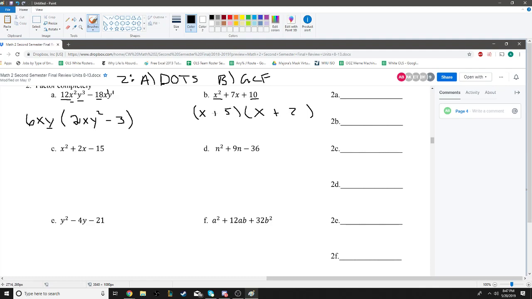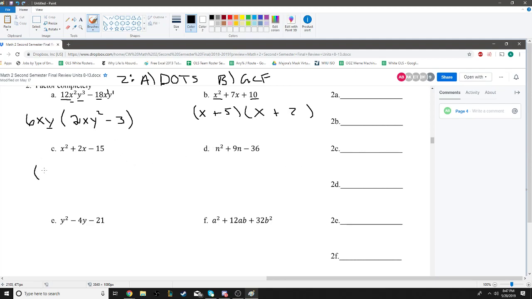So it's called guess and check because we have to check our answer. 5 times x is 5x. X times 2 is 2x. And notice that 2x plus 5x is equal to 7x. That's the checking part. Okay, so that's our answer for B.